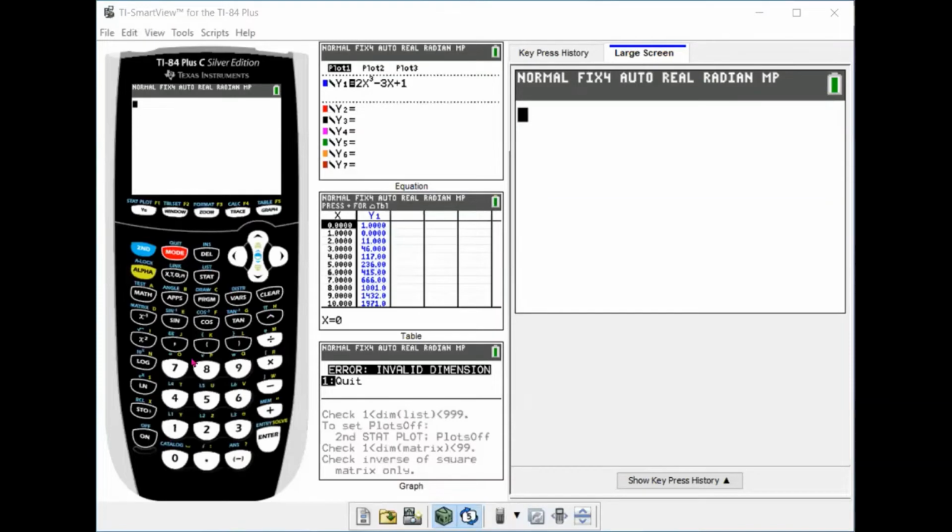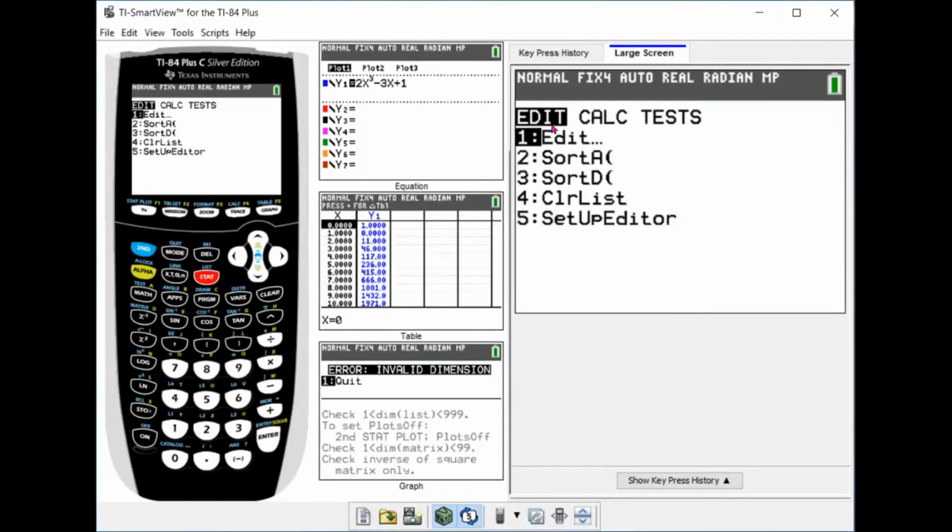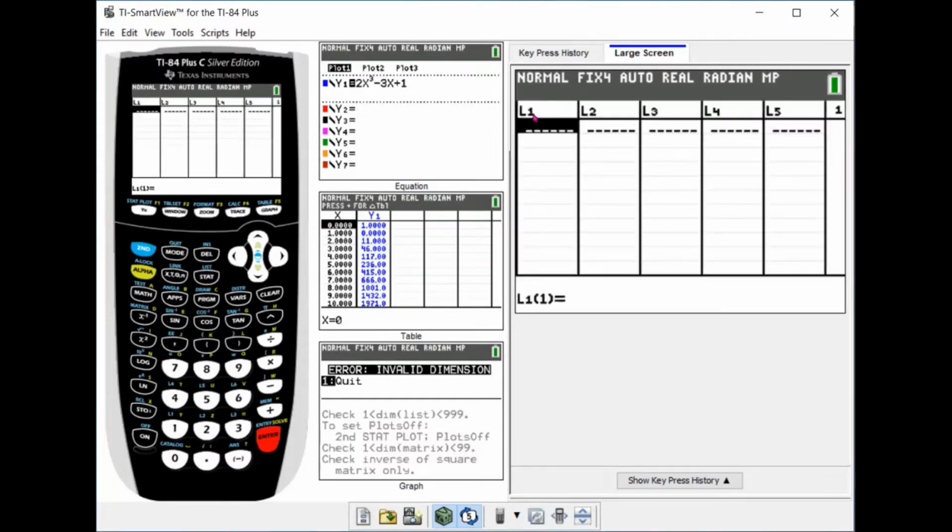So here is my TI-84 calculator. First we need to enter the data. We go to stat, under edit number 1. Now under list 1, we are going to enter the data. Our data values are 10, 1, 8, 3, and then 5.